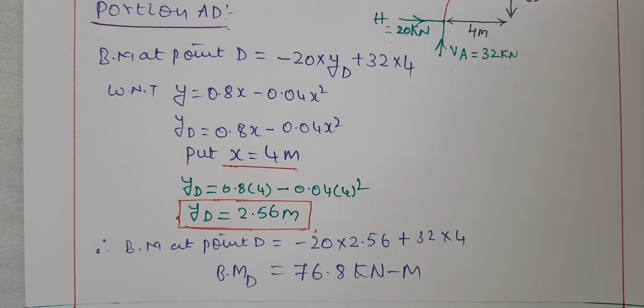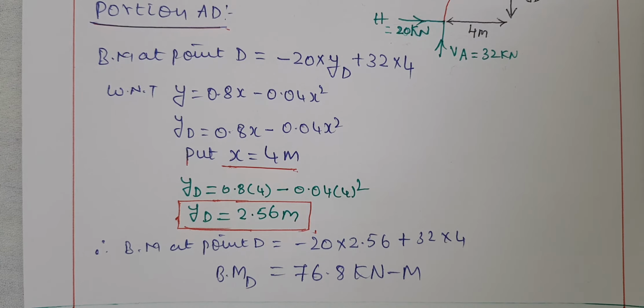We have to calculate for another portion, that is where the load is not acting in this problem. So that is portion B to C. There we have to consider an imaginary point which is at a distance X from the horizontal, and its vertical distance is Y. Likewise we have to imagine and we have to solve. That I will tell you now.